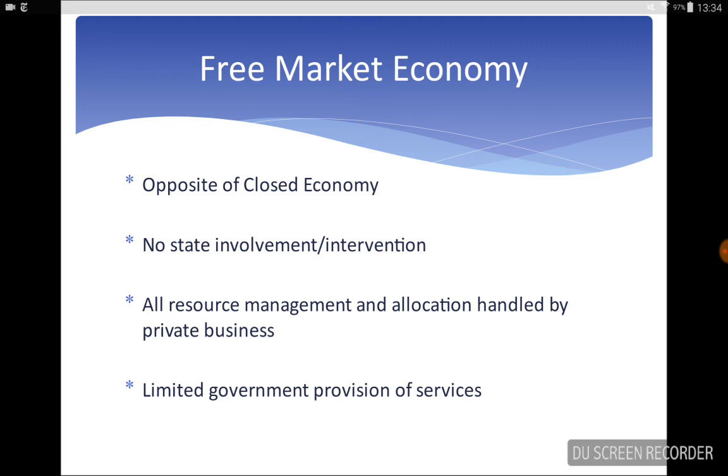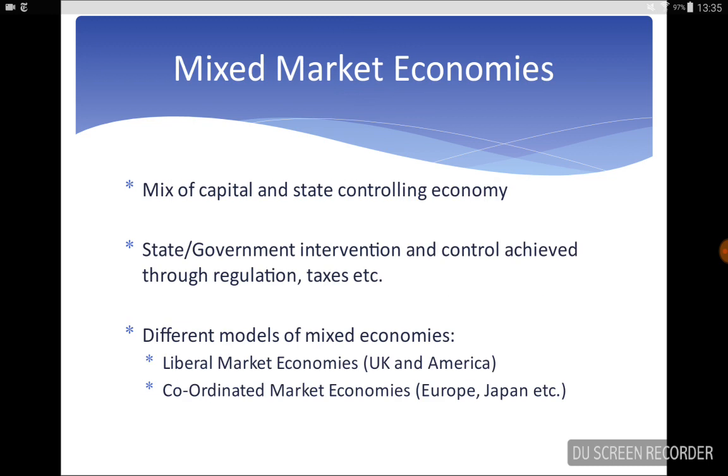So we've got one extreme. If you think about a line as a continuum, at one end of the line we have a closed economy. At the other end of the line we have the free market economy. Imagine it's a very, very big line, and within that range, we have mixed market economies. They can appear anywhere along this line. So this is where it gets a little bit more complicated, because we have different types of mixed market economies.